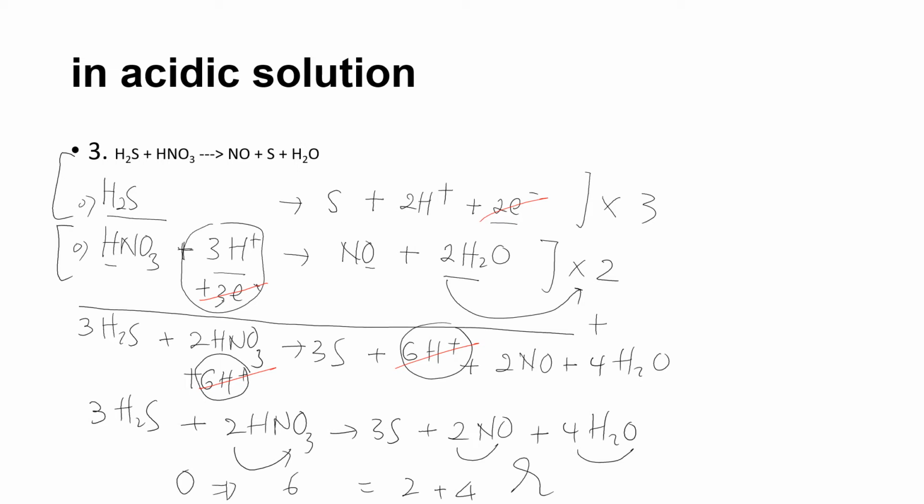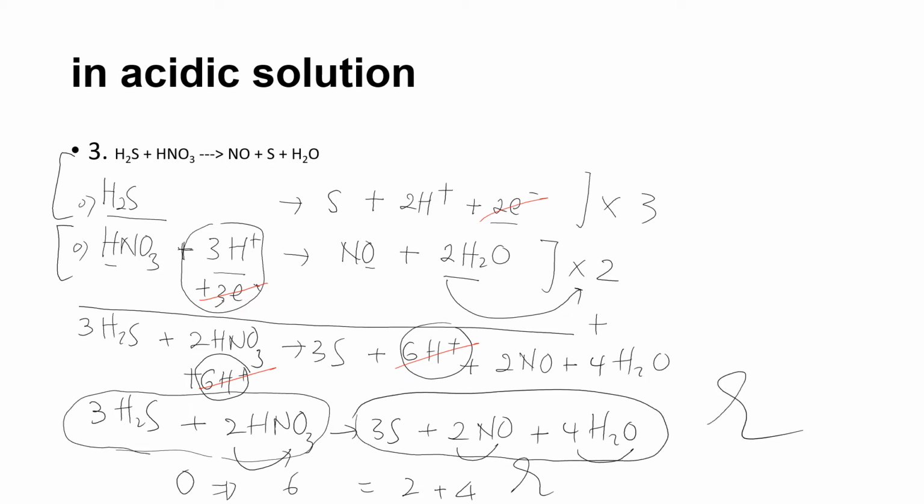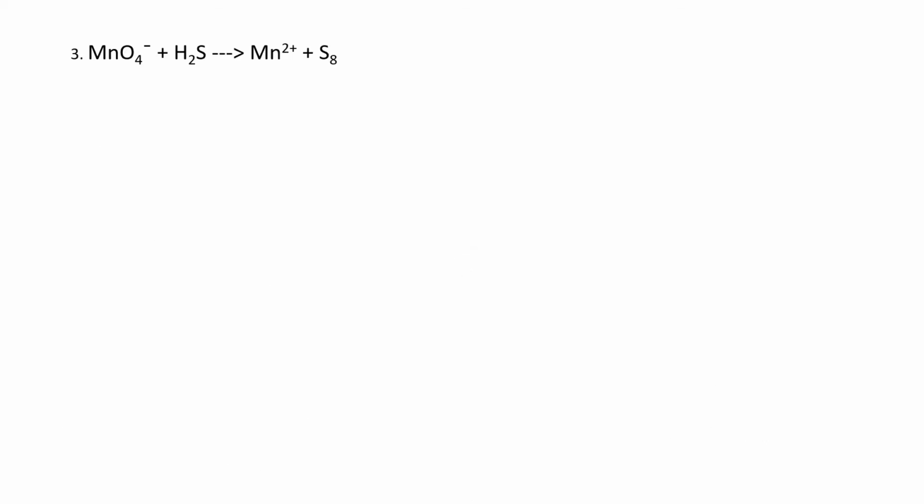That's enough. Then the charge, there is no charge on the left, neutral, on the right, neutral. So this is finished. Number 3, we separate into two parts. First part is MnO4 minus to be Mn2 plus. The second part is H2S to be S8.